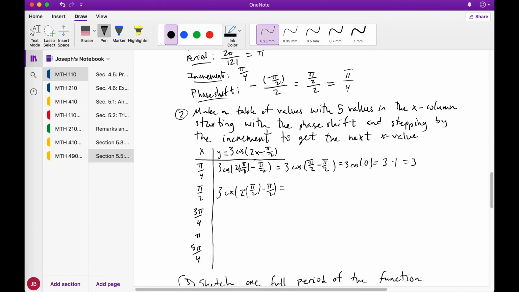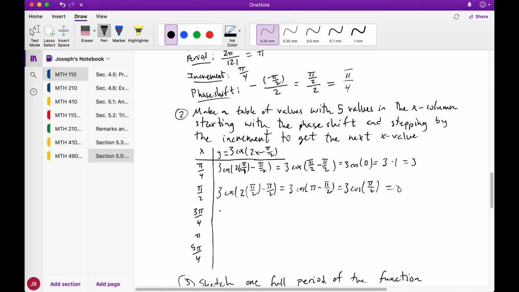So 2 times pi over 2 is pi. So I get 3 cos of pi minus pi over 2. And then pi minus pi over 2 is pi over 2. And cosine of pi over 2, look on your chart or your unit circle, that's 0. So I just get 0.